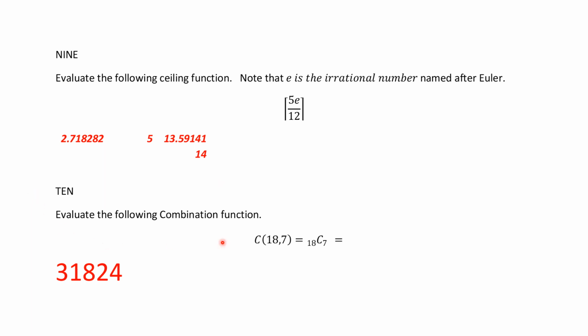Number 10, this is the combination function, 18 choose 7. You know the formula for this, and you get 31,824.